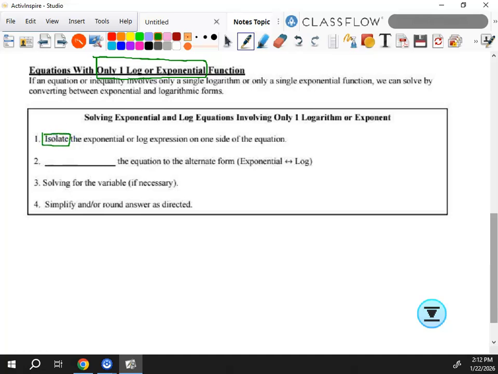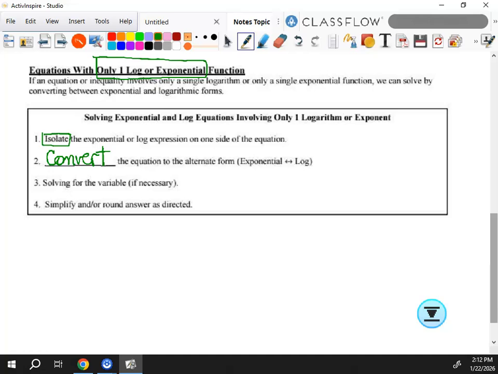When we go through these, I'll make sure you know exactly what that means, but you got to make sure it's really isolated. Kind of like when you simplify things, you got to make sure it's really simplified all the way. And then after you've isolated it, then you're going to convert the equation to the alternate form. If it's an exponential, you make it a log.